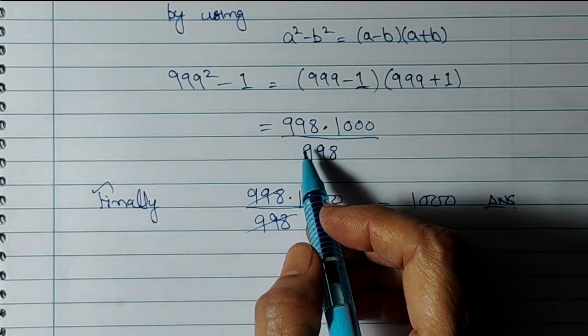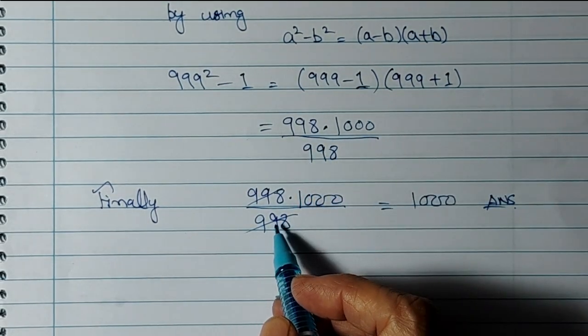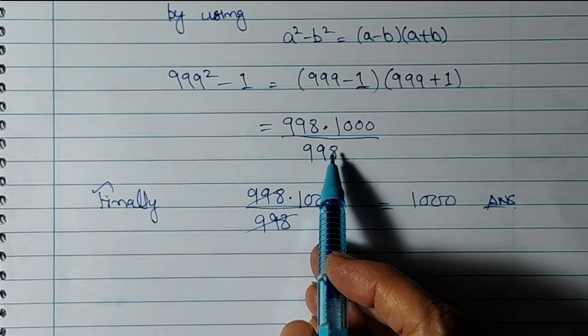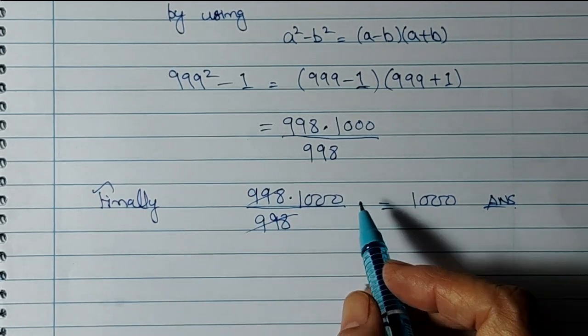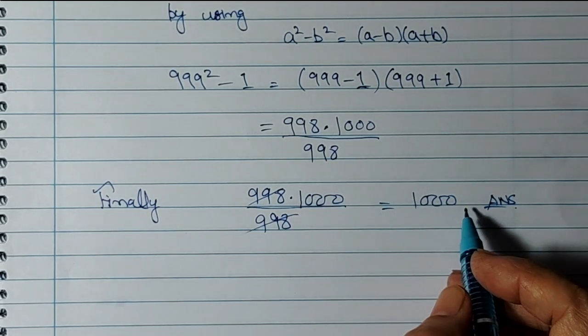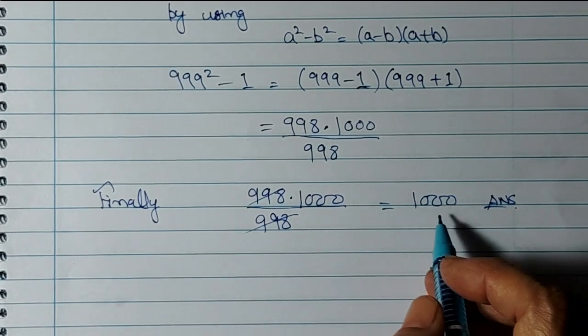It is cancelled with this. 998 will be cancelled with this 998, and finally we get 1000. This is our answer. So the final value is 1000.